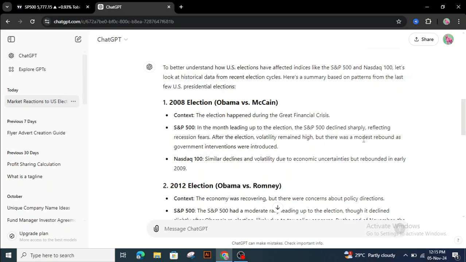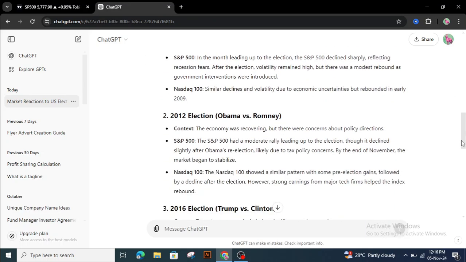So key point here, the Nasdaq did the same thing: similar declines and volatility due to economic uncertainty, but a rebound early on. Now, what I want to show you is that the market declines before the election, but after the election, the market bounced back up. That was what happened in 2008.